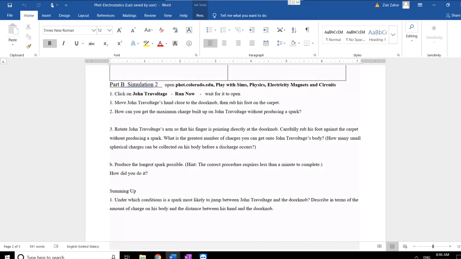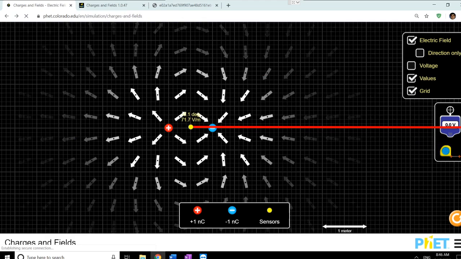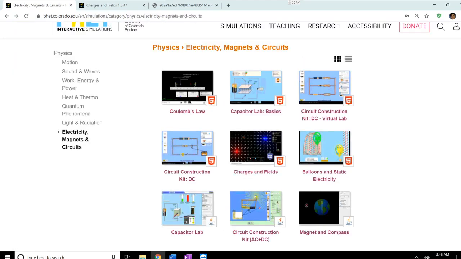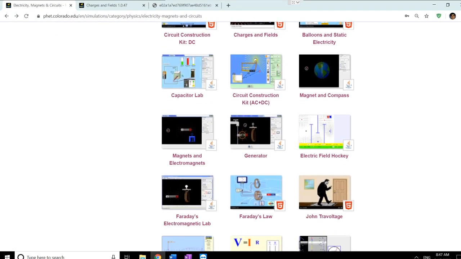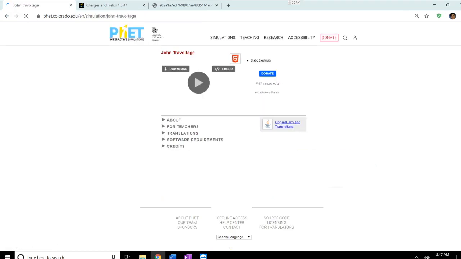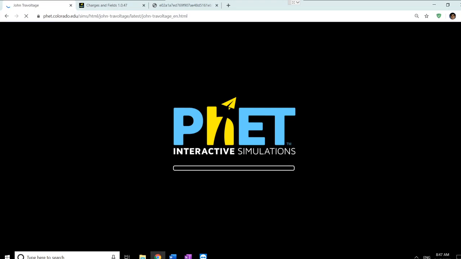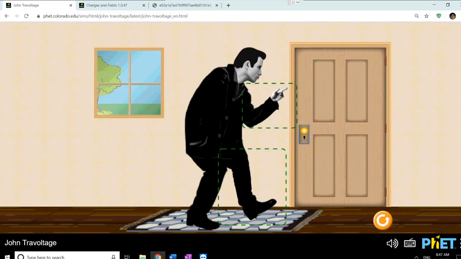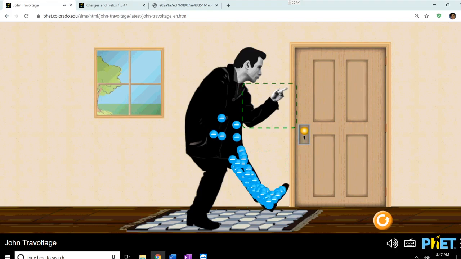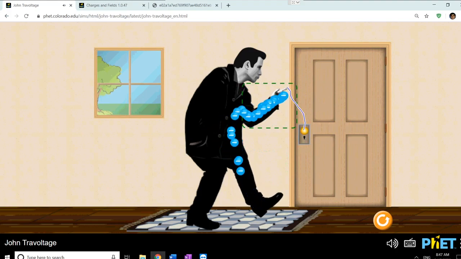Simulation 2. We're going to do John Travoltage. You have to play with John Travoltage a little bit and then answer some of the questions. So here's John Travoltage. What you can do is rub your feet against the carpet. Now, if you're using shoes, it's not the best. If you do this with socks, it works really well.